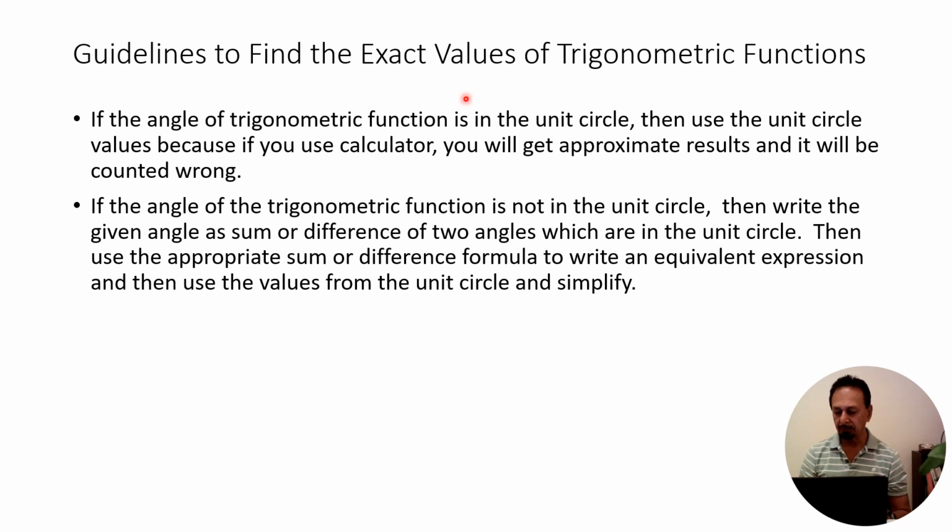Guideline to find exact values of trigonometric functions. If the angle is on the unit circle, then use the unit circle values, because if you use a calculator you will get an approximate result and it will be completely wrong. If the angle is not on the unit circle, then write the given angle as a sum or difference of two angles which are on the unit circle. Then use the sum or difference formula to write an equivalent expression, use the values from the unit circle, and simplify.